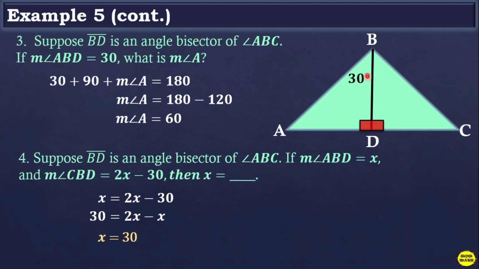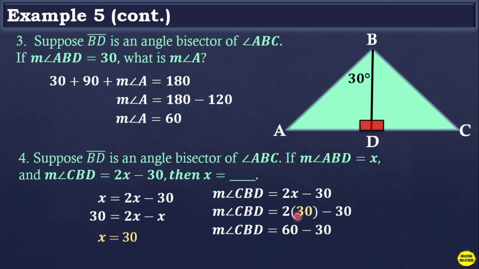Okay? Now, i-check natin. So, kailangan pa ba natin kunin si angle CBD? Ito po, kahit hindi na, kasi ito po ay congruent angles. Dahil ito po ay angle bisector, so congruent angles yan. This is also 30 degrees. But we can check. Pwede natin i-check. The measure of angle CBD is equal to 2x minus 30. Substitute natin sa 30. So, 2 times 30, that is 60 minus 30. So, the measure of angle CBD is also equal to 30.